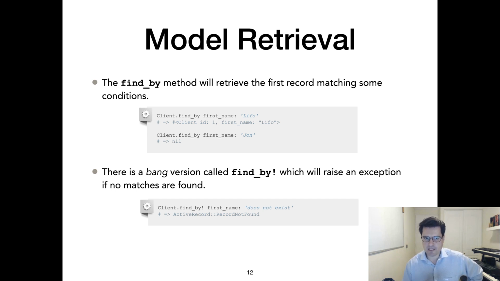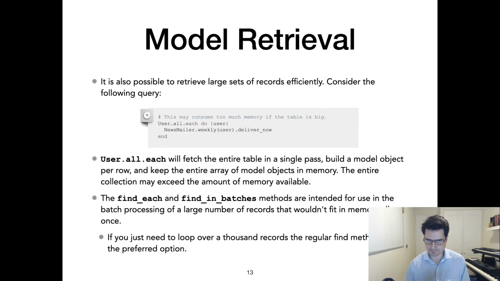Then you've got the find_by method that will retrieve the first record matching some conditions. You can, for instance, specify a value for a particular column, a particular attribute, such as first name. There's a bang version of find_by that you call with an exclamation mark, as you see below. You pass the attribute name together with some value. The example here uses 'does not exist' as a first name. Of course, that first name will not exist in the table. Therefore, an exception will be raised. It will be a RecordNotFound exception.